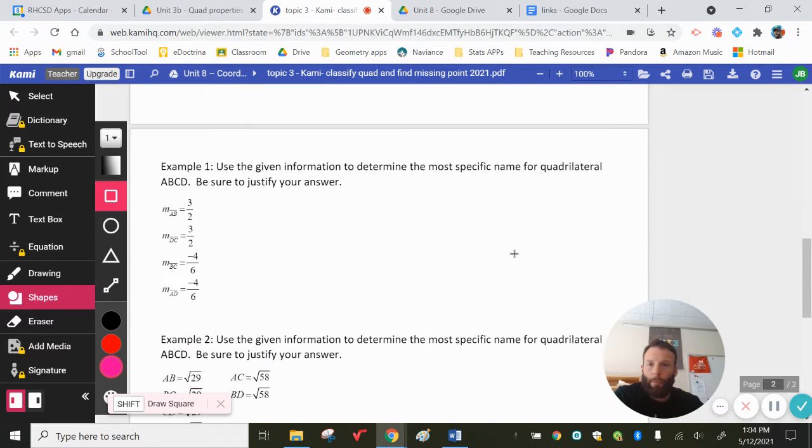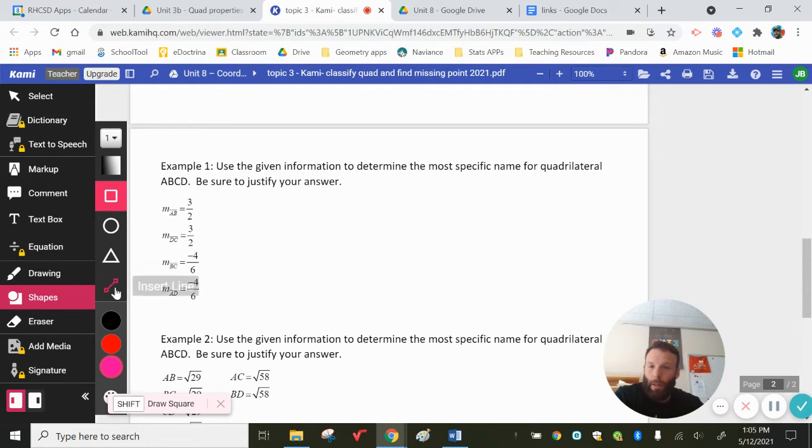Here's example 1. Use the given information to determine the most specific name for the quadrilateral ABCD. Be sure to justify your answer. Okay, so here, the information that I'm given is I have M of segment AB, M of segment DC, M of BC. What does M mean? M means slope. So you're given a slope of the side from A to B, and then D to C, and B to C, and A to D.